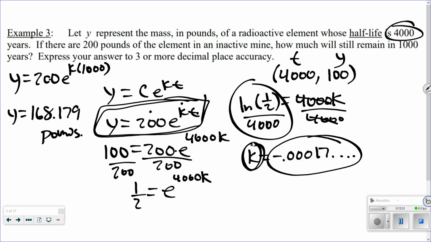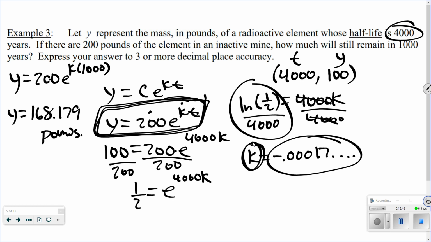So in these problems, what we're looking for normally is, can I find c? Can I find k? Those two things. And once you have that, you have your model. And then, if they ask how much would be left in 10 years or 1,000 years or 5,000 years, I'm just going to plug that in my model.